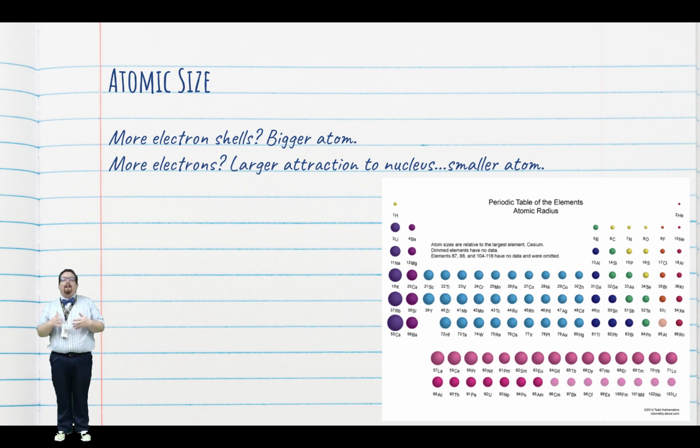With this knowledge on the trends of the periodic table, you should be able to compare the properties of any 2 atoms that you see on the periodic table based on where they're located, and based on how many valence electrons they have.